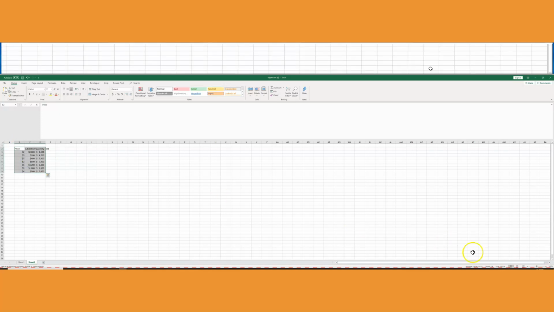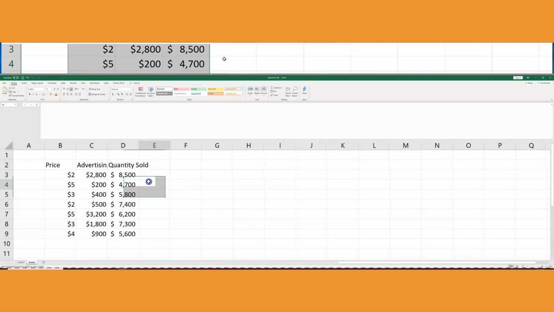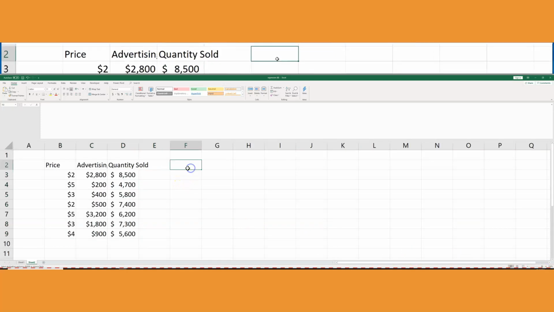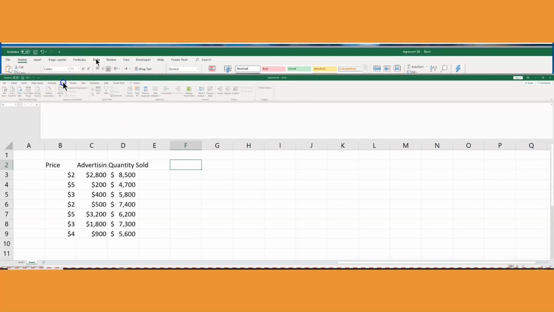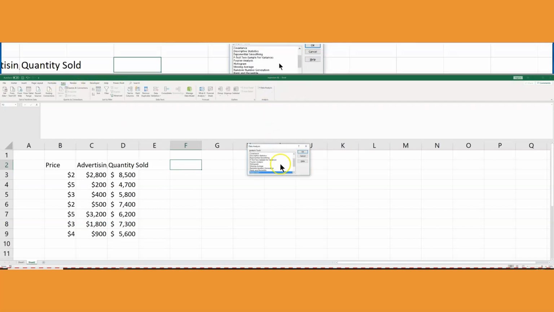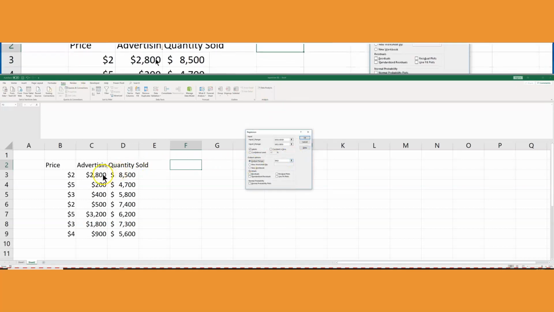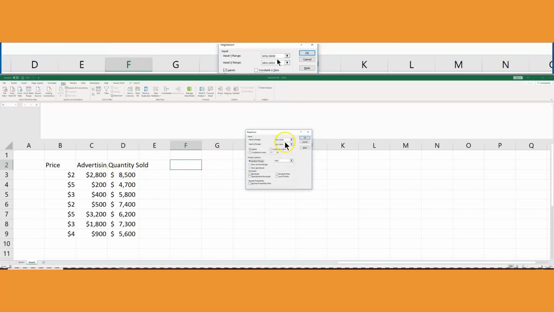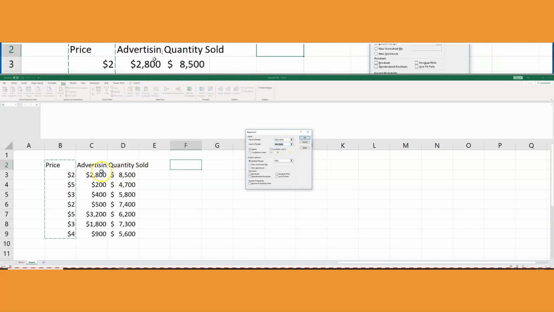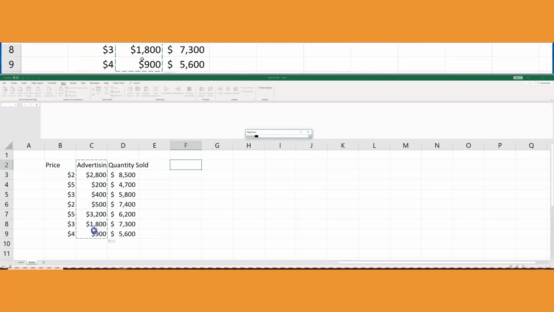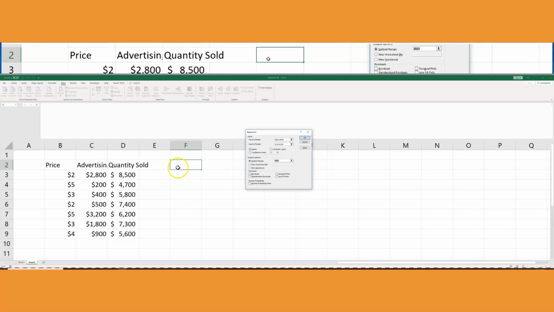Okay, and I'm going to go ahead and make this a little bit bigger. All right, so the same thing, we're going to do the data analysis for the regression. I'm going to click on the regression, and first of all, the Y is still the same Y. However, the X is going to be the advertising, and I can change where I want to show the result. I'll show it right here.